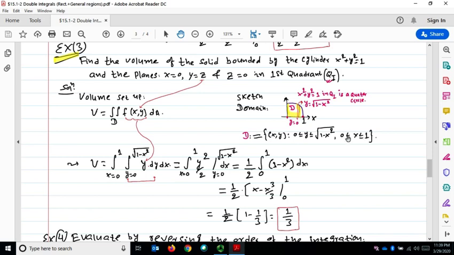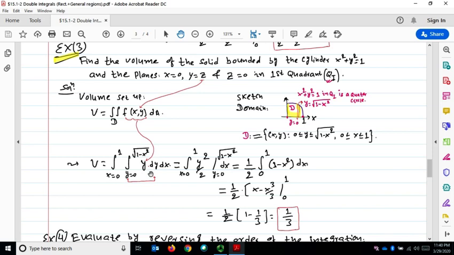Great. Now let's bring those bounds and put them here. So let's continue. The volume V equals the double integral. The y integral is an inner integral, the x integral is an outer integral. So put the corresponding bounds that we found here. And now the integrand function is f(x,y). f(x,y) is z, z is y, so put y here.